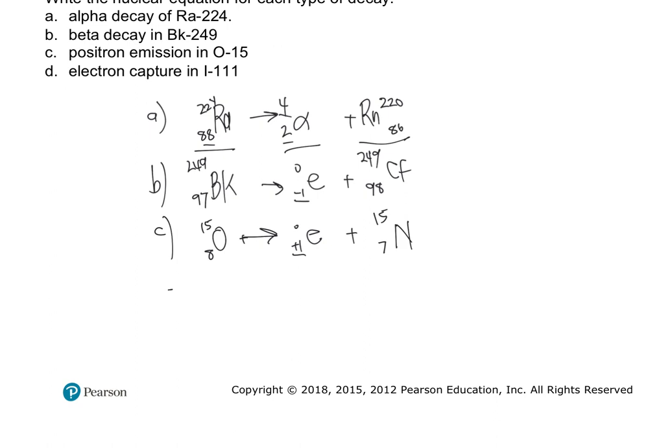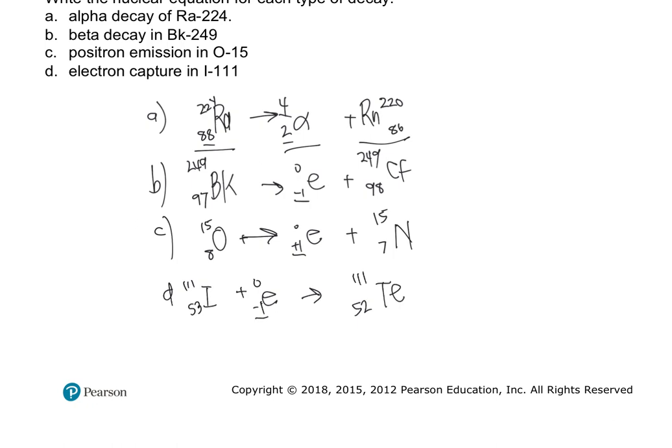And then electron capture. So I have iodine-111. Iodine's atomic number is 53. So if I have electron capture, I'm going to add an electron. And that's going to turn me into, so I've got to lose a charge here of a proton. So I'm going to go down to 52. But my mass number stays the same, so 111. And 52 is tellurium, Te.